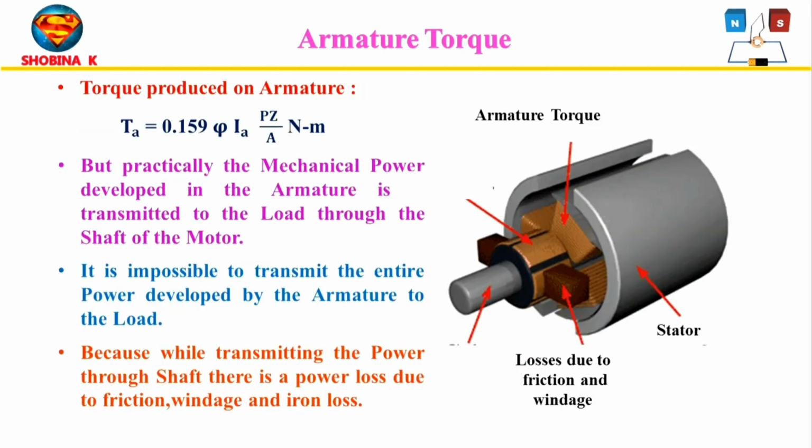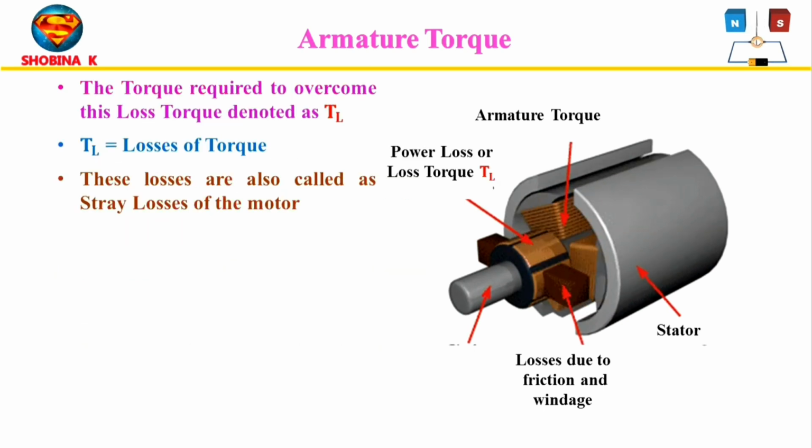Until now we have derived the equation of total torque produced on the armature, but practically the mechanical power developed in the armature is transmitted to the load through the shaft of the motor. Also, it is impossible to transmit the entire power developed by the armature to the load. This is because while transmitting the power to the shaft, there is a power loss due to friction, windage and iron loss. And the torque required to overcome this loss is called loss torque, and it is denoted by TL. These losses are also called as stray losses of the motor.